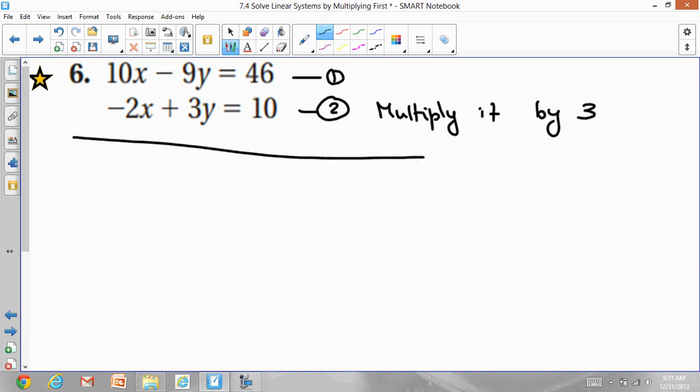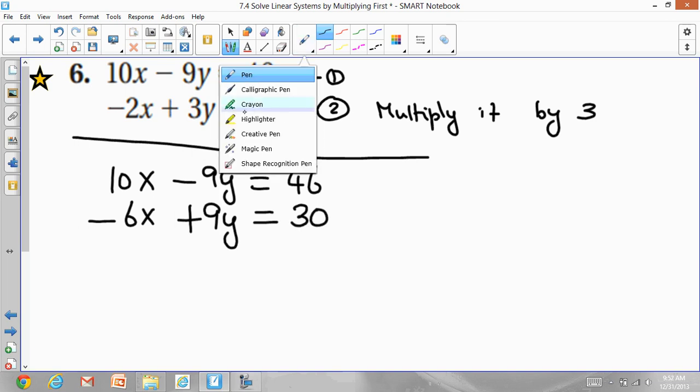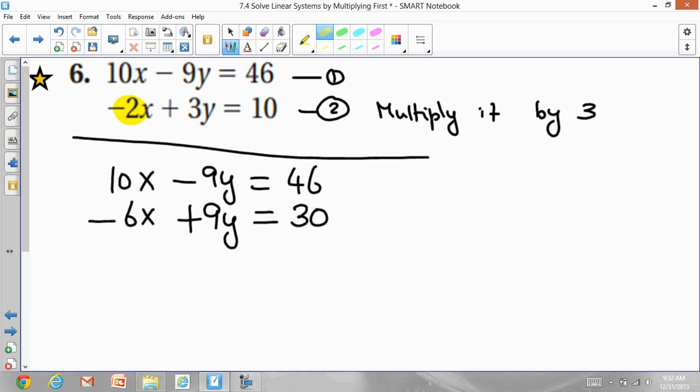So now I'm going to put a line. My first equation stays the same, which is 10x minus 9y equals 46. My second equation, I'm multiplying it by 3. So every single term, I'm multiplying it by 3. Negative 2 multiplied by 3 is going to give me negative 6x. And positive 3 multiplied by 3 is going to give me positive 9y. Equal sign stays the same. 10 multiplied by 3 is going to give me a 30. So keep in mind, I'm going to highlight and show that you multiply all of them by 3.